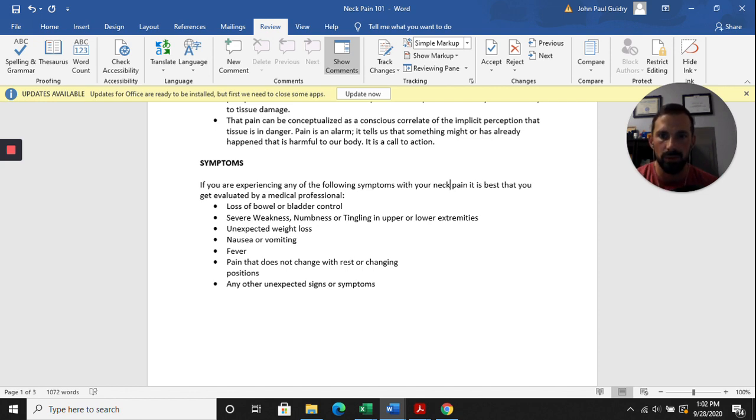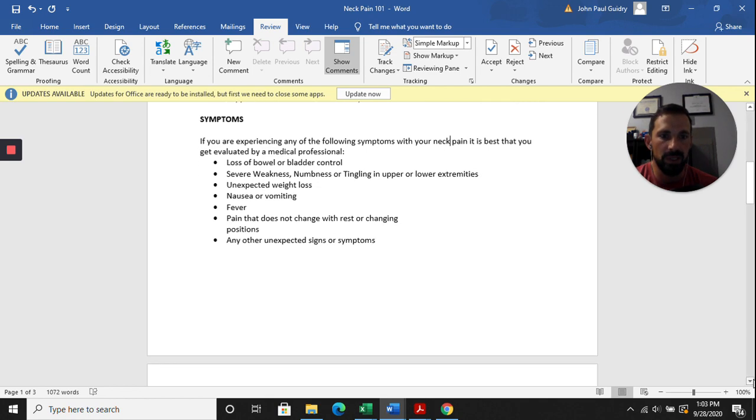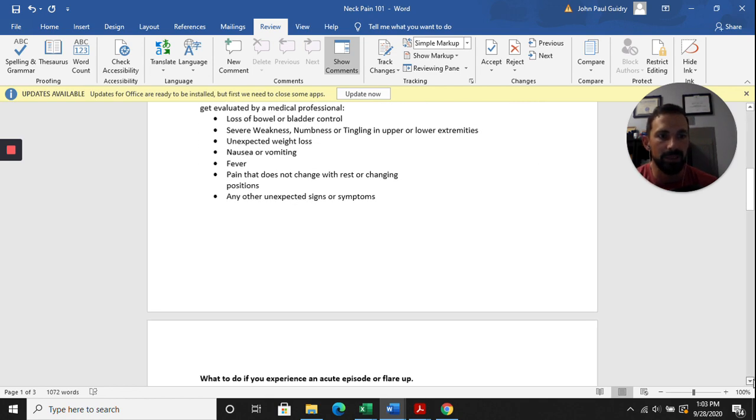So these are loss of bowel or bladder control, severe weakness, numbness, or tingling in the upper or lower extremities, unexpected weight loss, nausea, vomiting, fever, pain, especially severe pain that does not change with rest or change in position or activity, and any other unexpected signs or symptoms. So if you experience any of these things, don't hesitate to let your doctor know before you start on any exercise program.